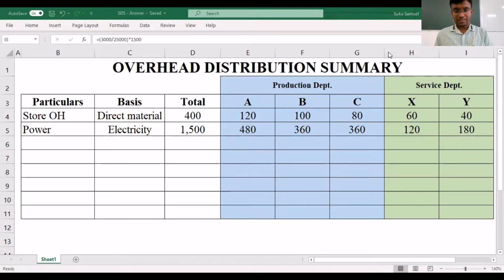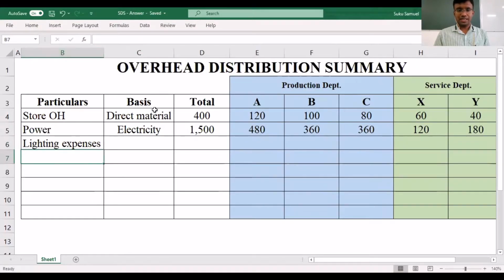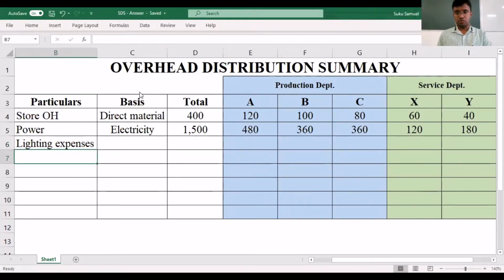Okay, now let's move on to the next overhead. The next overhead that we have to do is lighting expenses. So for lighting expenses, let's go about the redistribution. On what basis will we apportion lighting? Any thoughts? Lighting expenses, on what basis do you think we would be apportioning? Okay, very good participation. Someone has mentioned area occupied. I would be happy if you read through the question once again.